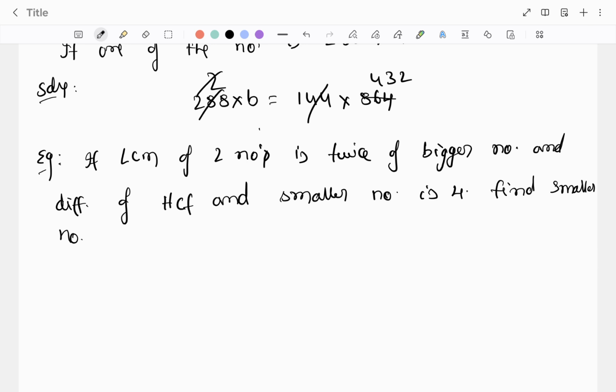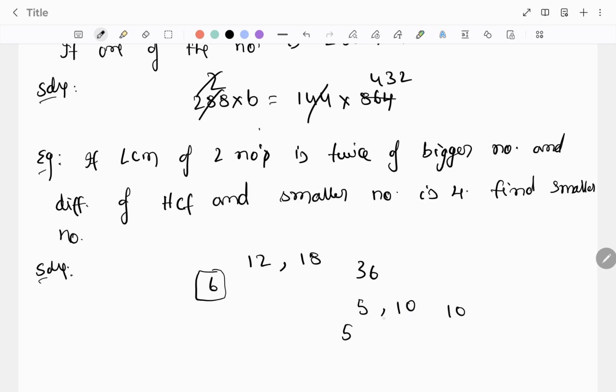LCM of two numbers is twice the bigger number and the difference of HCF and the smaller number is 4. Find the smaller number. Before going to this example, I want a clarification. Take 12 and 18. What is the LCM? 36. What is the HCF? 6. By this, what can I say? Suppose 5 comma 10: LCM will be 10 and HCF is 5.